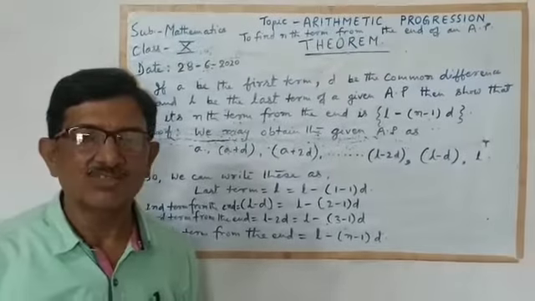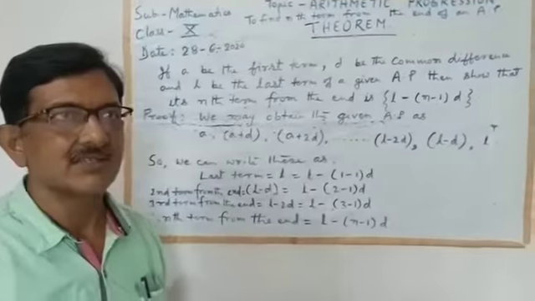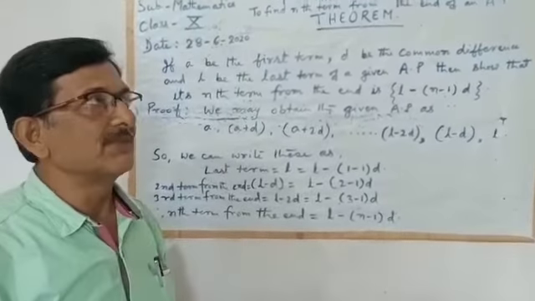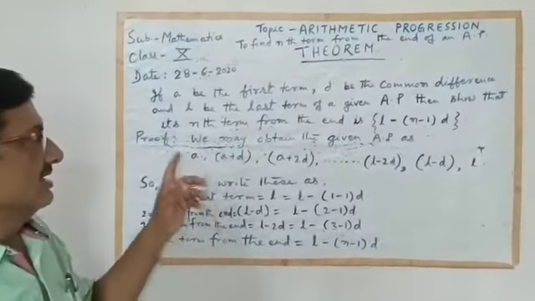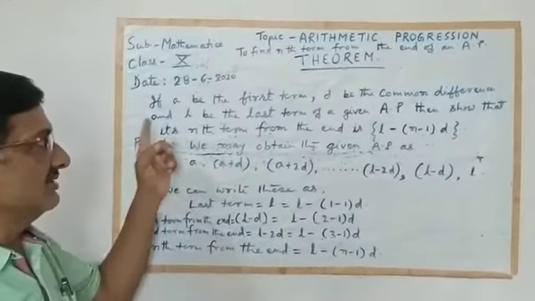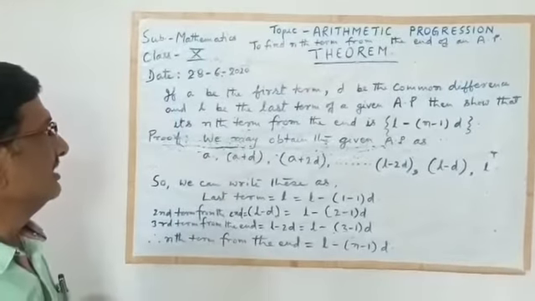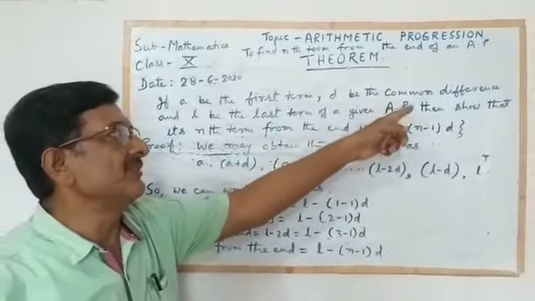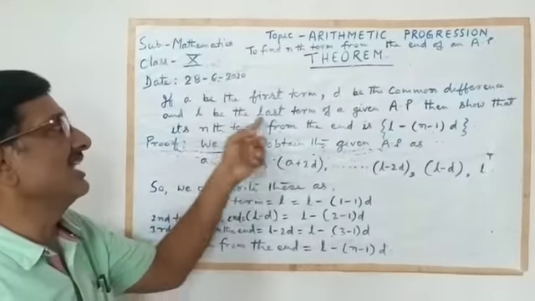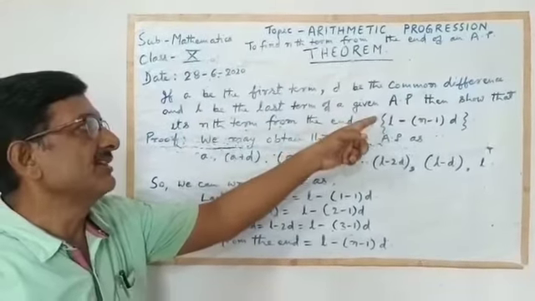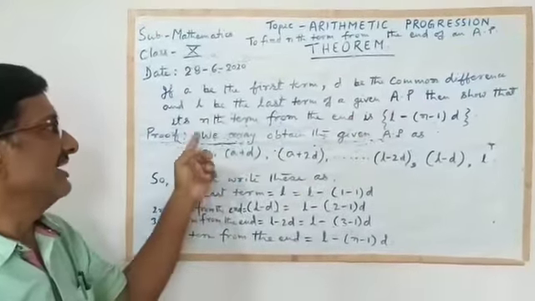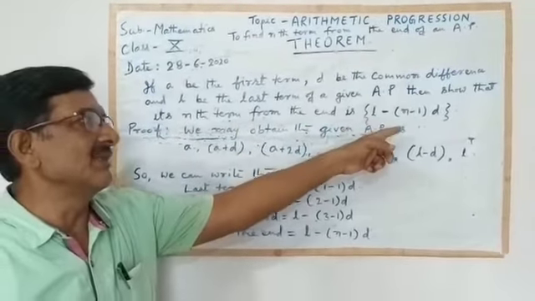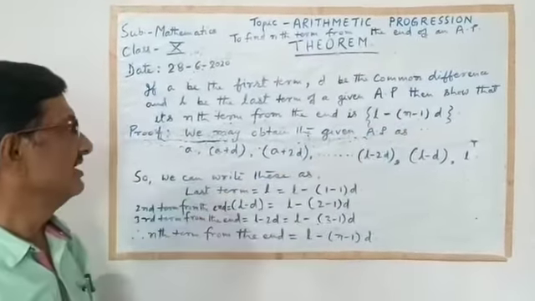My dear students, today we are going to discuss the next theorem of the arithmetic progression. The second theorem of the arithmetic progression is that if A is the first term, D is the common difference, and L is the last term of a given AP, then its nth term from the end is L minus (n minus 1) into D.